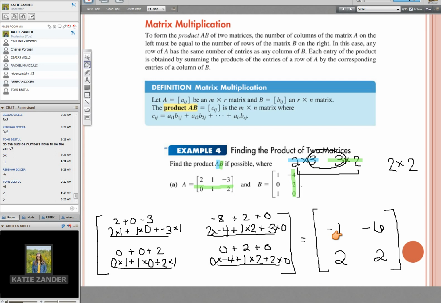Phew, that was quite the process. Any questions with how we did that? So it takes some time to get used to, that's for sure. But it's a very repetitive process. So once we get the hang of it, hopefully it'll go pretty quickly.